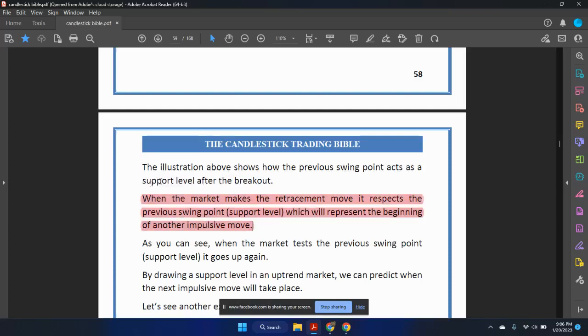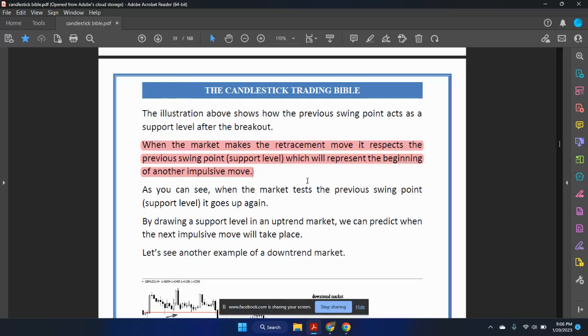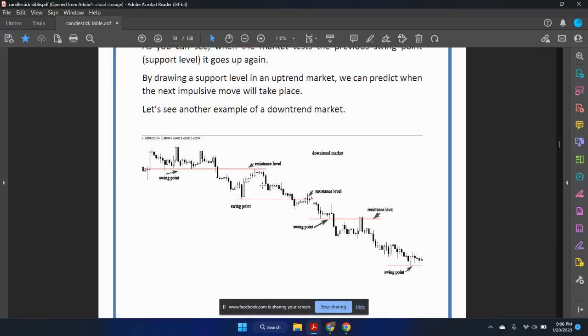All right, it says, as you can see, when the market tests the previous swing point support levels, it goes up again. By drawing a support level in the uptrend, we can predict when the next impulsive move will take place. And then it says, let's see another example on a downtrend.